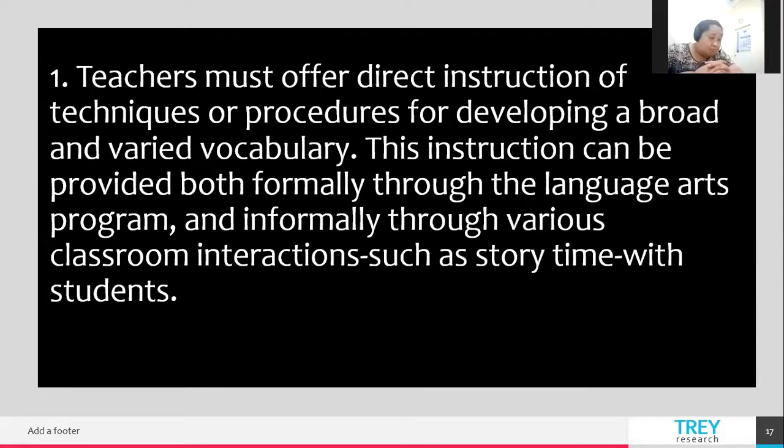Number one, teachers must offer direct instructions and techniques or procedures for developing a broad variety of vocabulary. The instructions can be provided formally through the language arts program, informally through various classroom interactions such as story time with students. So, ano ang gagawin niyo dito? For this activity, maghahanap muna ako ng gagawin niyo dito. But I would assign something for you to do this.